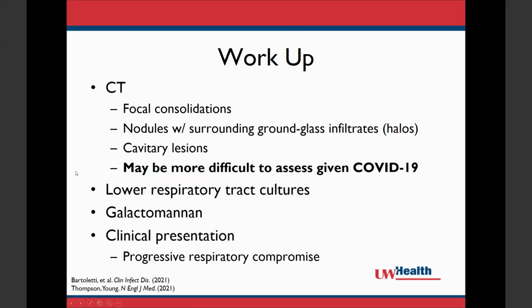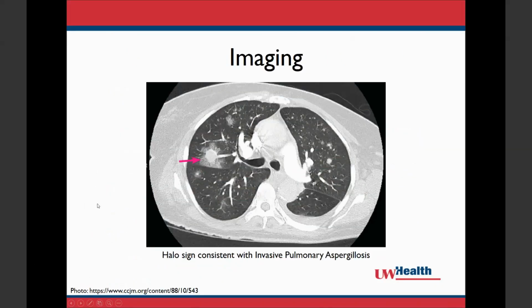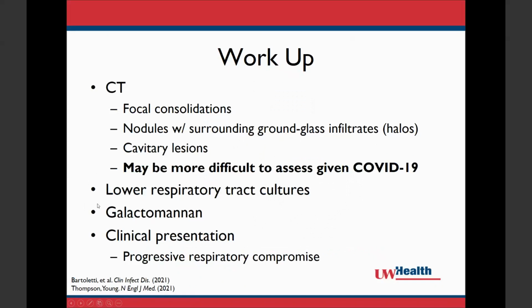So given CT imaging may not be as reliable, we may put more weight onto the lower respiratory tract cultures, the galactomannan biomarkers, and then also the clinical presentation. So really a big clue to suspect CAPA would be progressive respiratory decline.